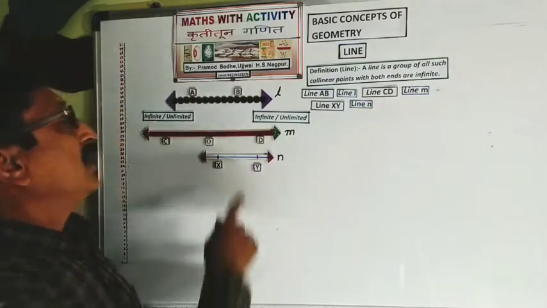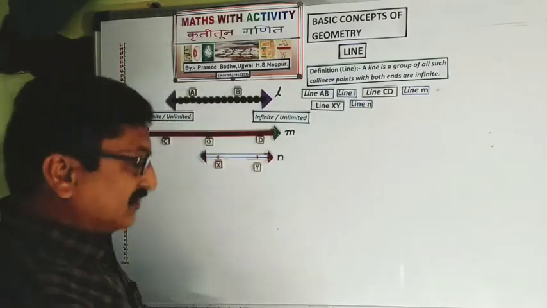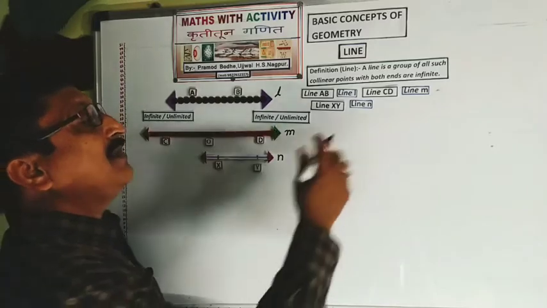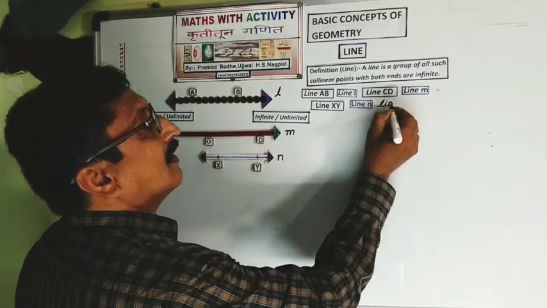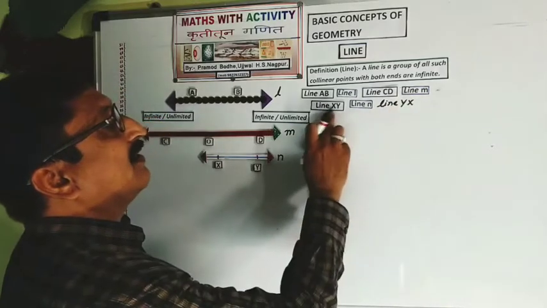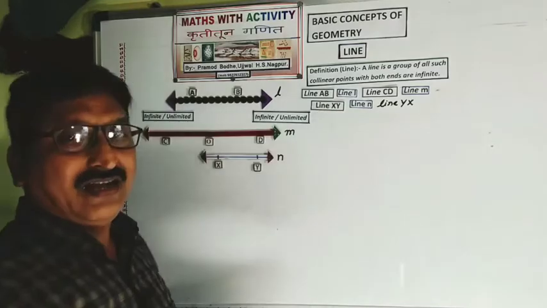Well students, you can use any 2 points. That means suppose you have to write the line XY, you can name it again line YX also. That means you can interchange these points also.